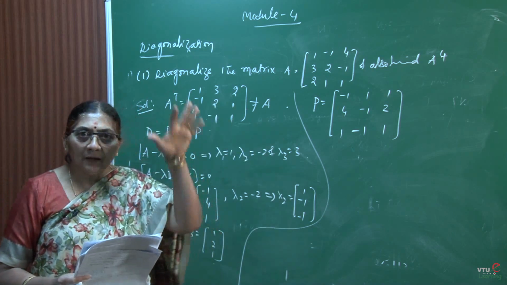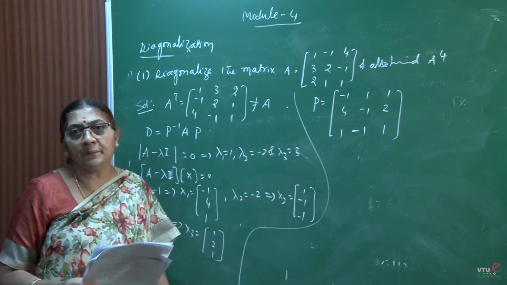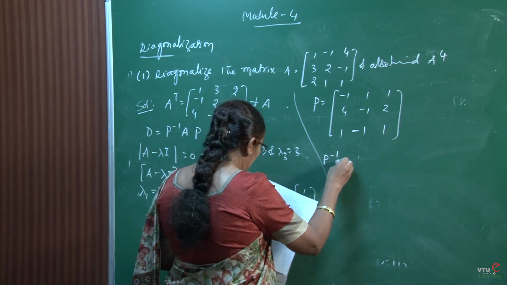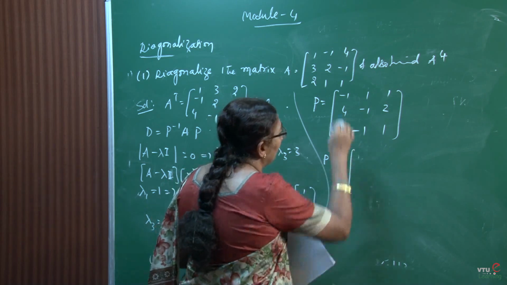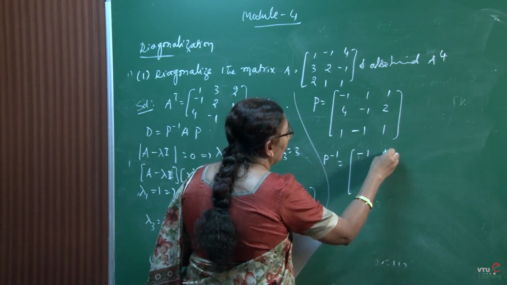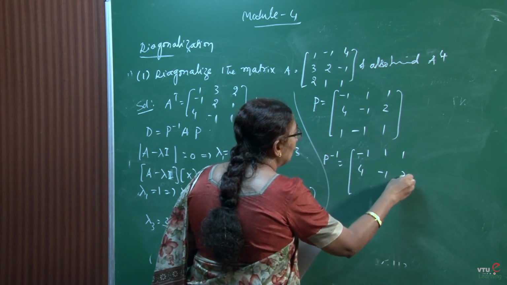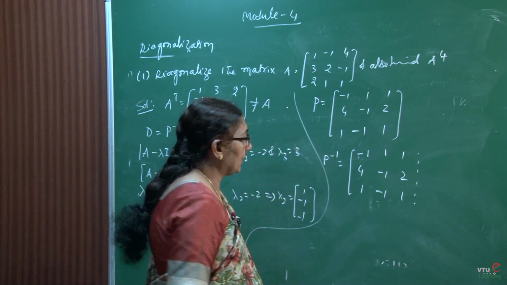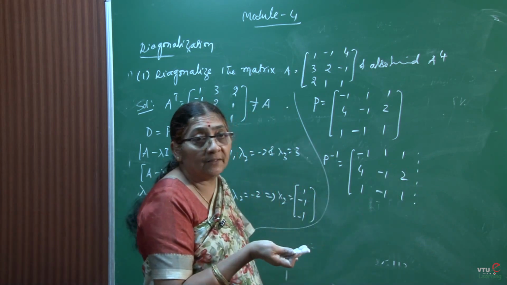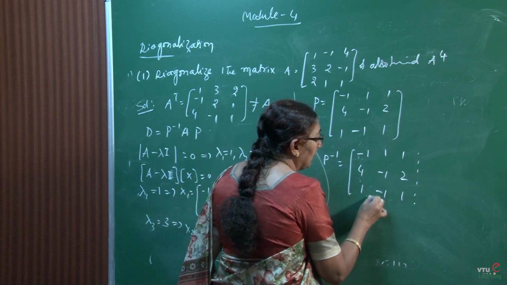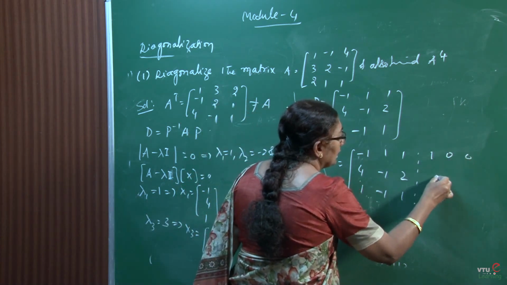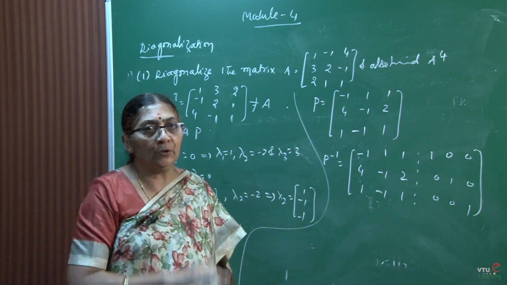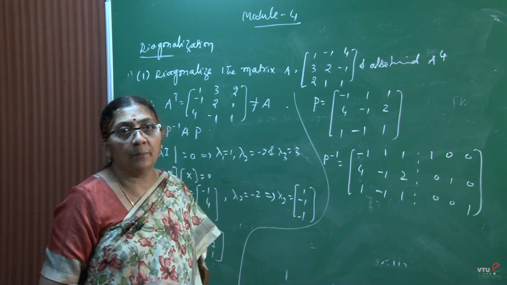This is the way I have to frame P. P is nothing but the eigenvectors as its columns, since the matrix is not symmetric. Next, I want to find P inverse. The method is: you take this matrix, [-1, 1, 1; 4, -1, 2; 1, -1, 1], put a dividing line, and place the identity matrix beside it. The identity matrix has the same order: 1, 0, 0, 0, 1, 0, 0, 0, 1. You go for the Gauss-Jordan method using elementary row operations. I am not going to do that part; you know how to apply elementary row operations.